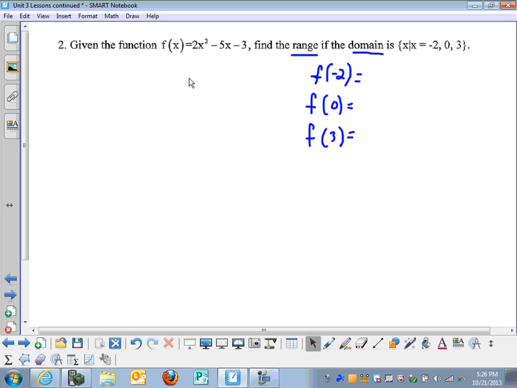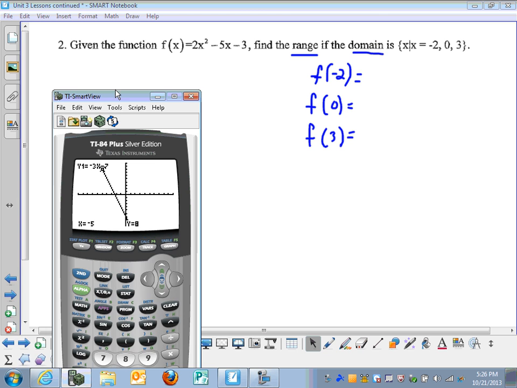Alright, given the function f of x is equal to 2x squared minus 5x minus 3, find the range if the domain is negative 2, 0, and 3. So what they really want is f of negative 2, f of 0, and f of 3, using this function here. Well, we have two x's in here, an x squared and an x, and certainly we could compute this by hand, but I think the best way to do it would be to use the calculator.